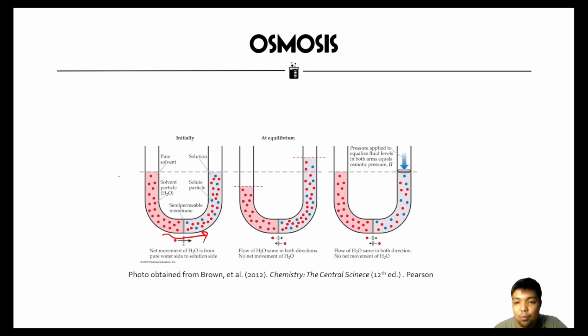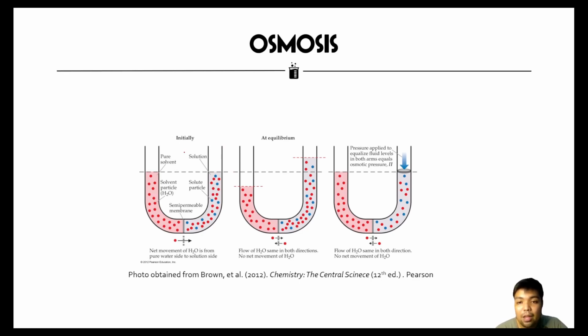Now, since water molecules are lost on this side and gained on this side, obviously the volume of the solution at the right will increase while the volume of the solution at the left will decrease. So the level of the solution on the right will rise and the level of the solution at the left side of the semi-permeable membrane will lower until the concentrations of both sides of the semi-permeable membrane will be the same.